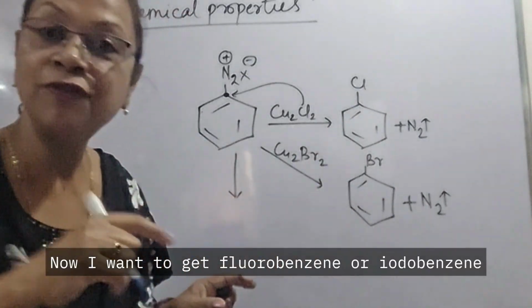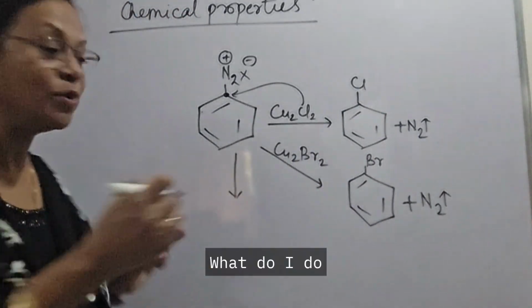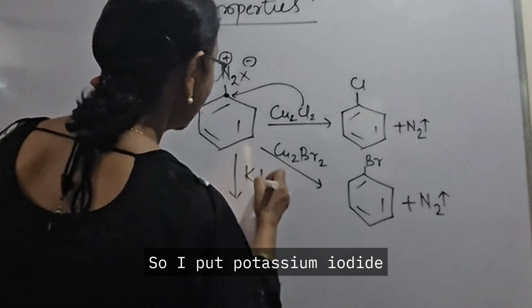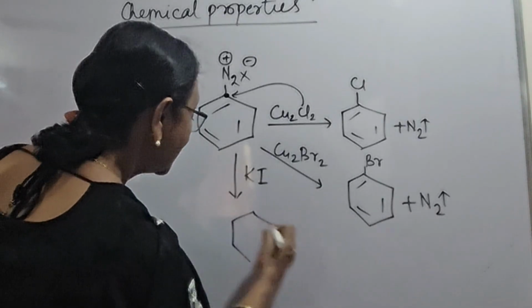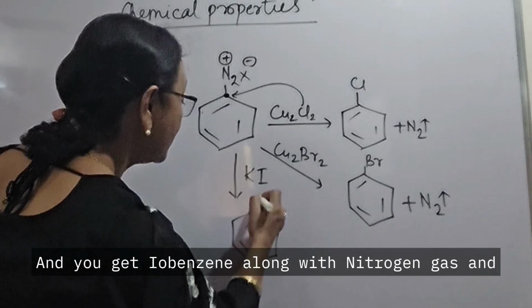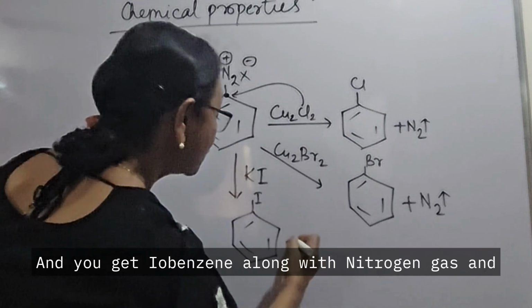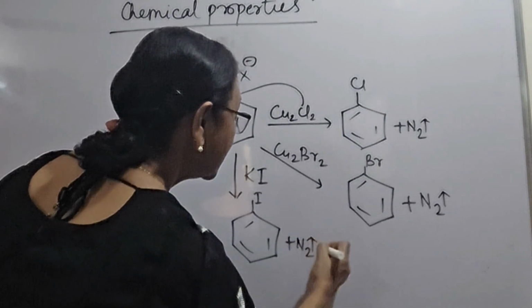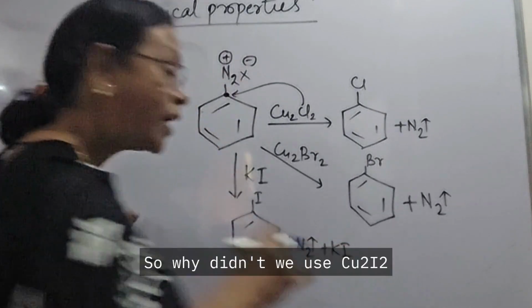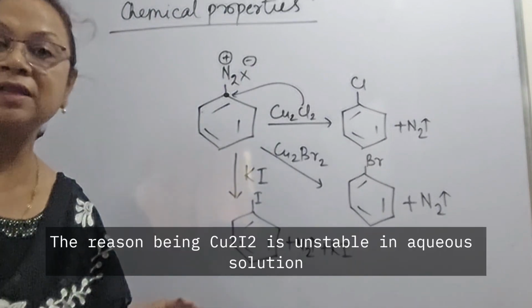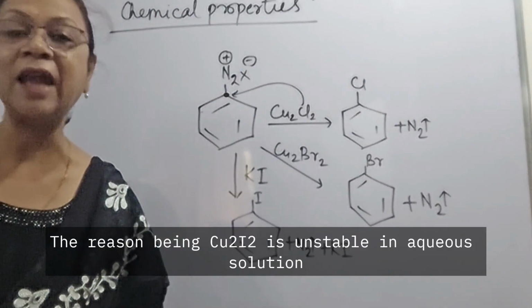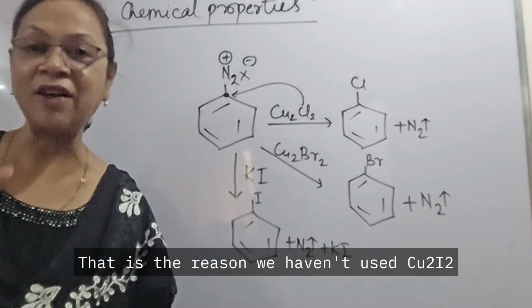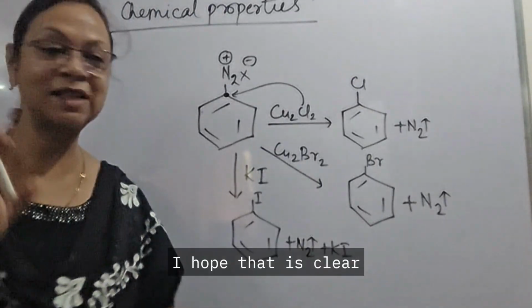Now I want to get fluorobenzene or iodobenzene. What do I do? I put potassium iodide and the same reaction happens and you get iodobenzene along with nitrogen gas and KI. So why didn't we use Cu2I2? The reason being Cu2I2 is unstable in aqueous solution. That is the reason we haven't used Cu2I2. I hope that is clear.